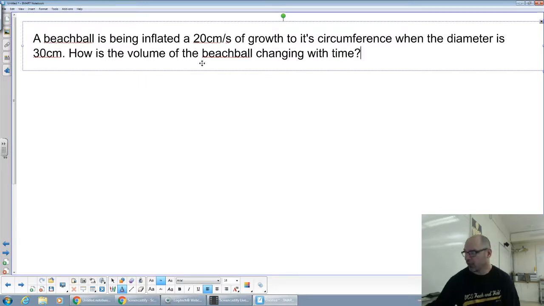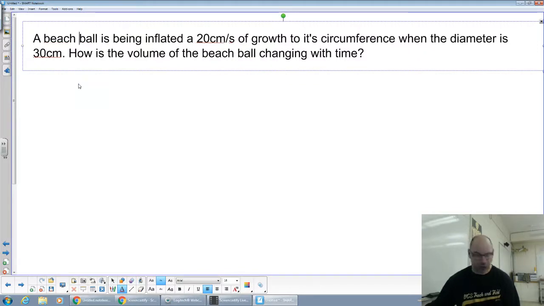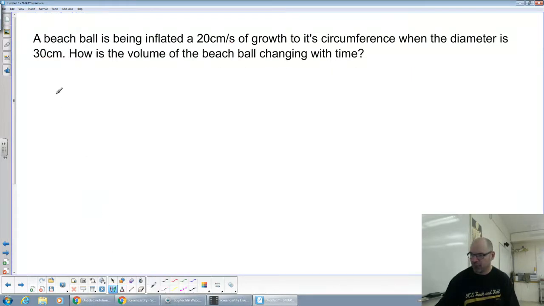Okay, so let's try this one. This is a bit tricky because you're given the circumference, so you're going to have to change it into the radius. What we're given is what we're going to write down first. We know that dC/dt is 20 centimeters a second.